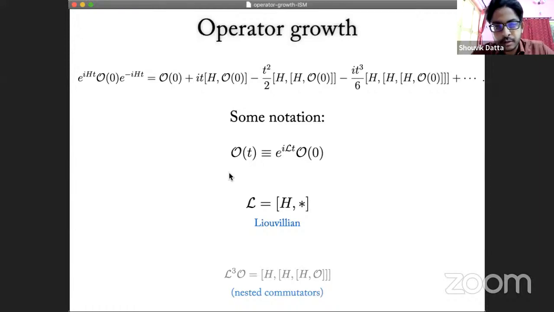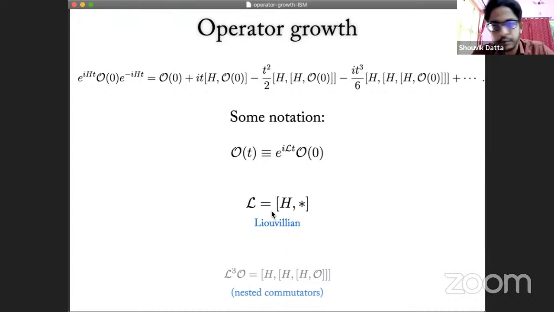Okay, so just to proceed, let me just introduce some notation. We call this operator the Liouvillean. This is nothing but the commutator of an operator with the Hamiltonian itself. And we can therefore rewrite this series as this exponential of the Liouvillean acting on this operator O, okay? For instance, this third term over here is like 3 nested commutators. You can write this as L³ acting on O, okay?